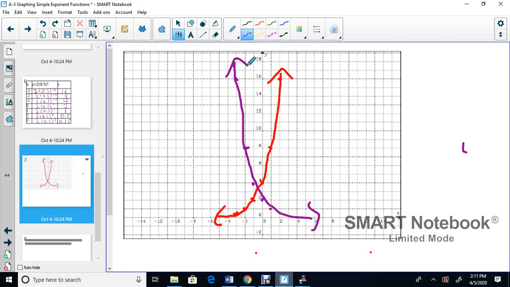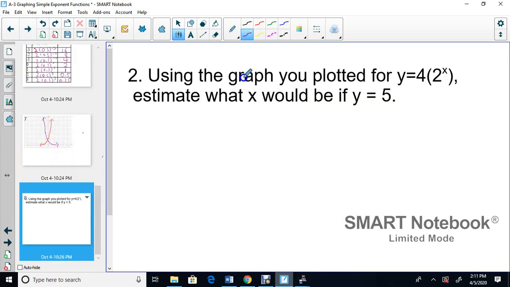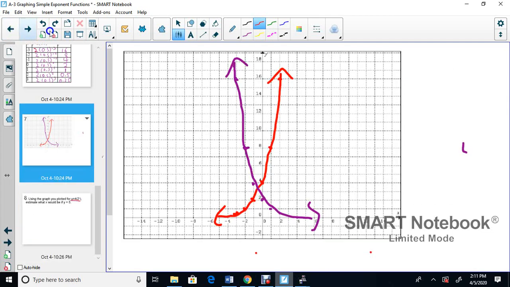Okay, now we have one final question at the end here. So let's take a look at this final question here. Using the graph you plotted, y equals 4 to the 2x, so the first one, the one in red, estimate what x would be if y was 5. So let's go to the graph here. Let's use a different color. Let's use blue here.